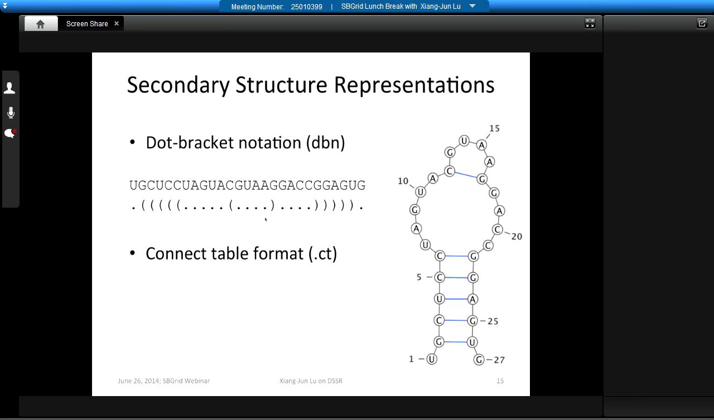There are two other very common secondary structure representations, called connectable format and also BP-seq format. And 3DNA-DSSR outputs three separate files for each of the three representations, which can be fed directly into the VARNA program for interactive visualization. The figure on the right-hand side is actually generated using this method.